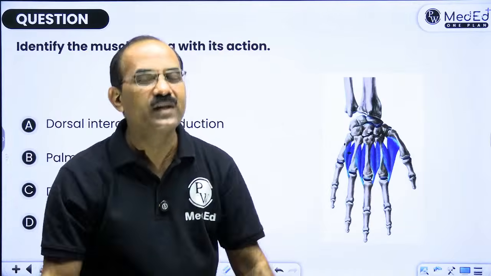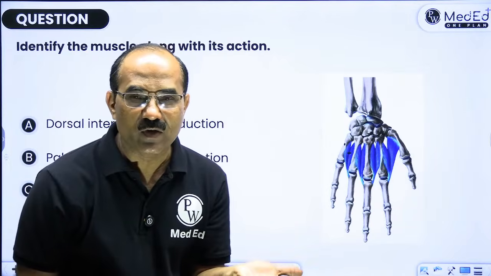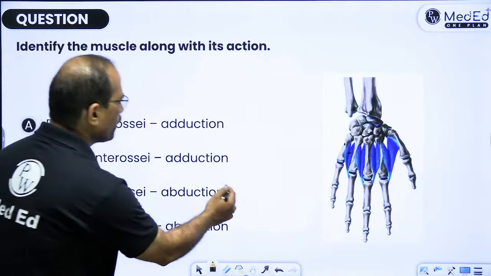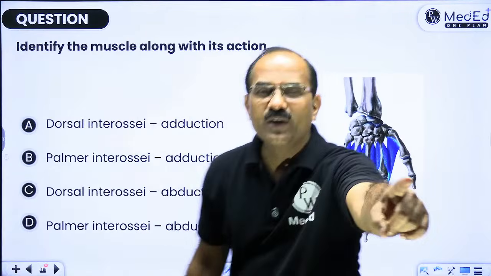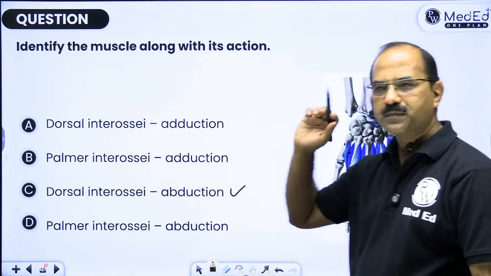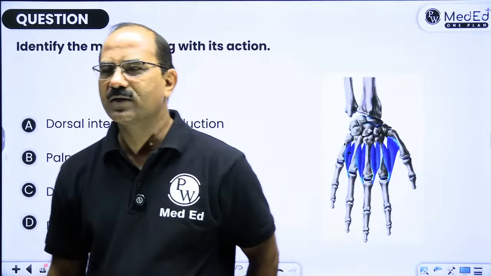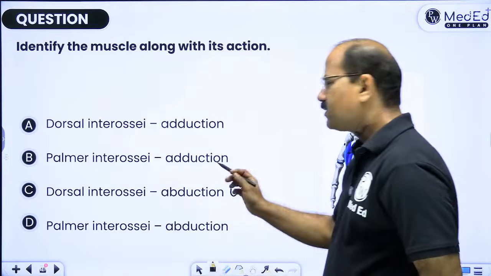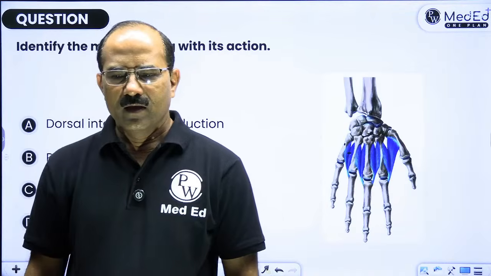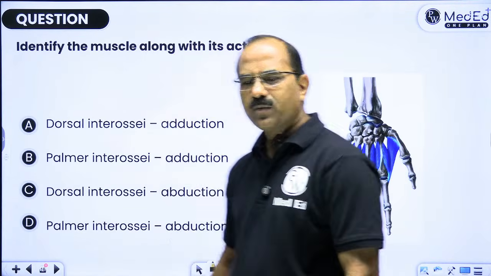ये है dorsal interossei. And what is the action of dorsal interossei? That's abduction of fingers. Dorsal interossei का action is abduction of fingers. Palmar interossei का action is adduction of fingers. Okay, so the answer is C बच्चे. हाँ, answer C है. B नहीं है निखिल. Answer is not B. Answer is C.